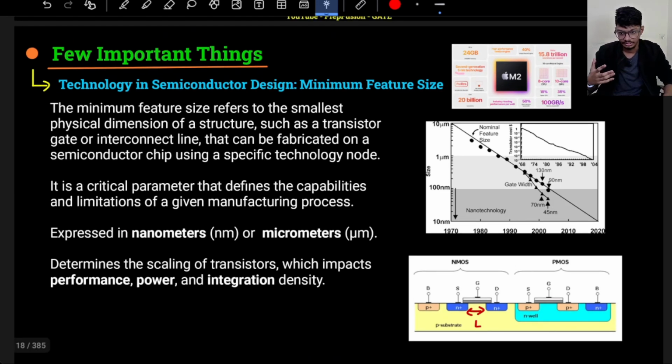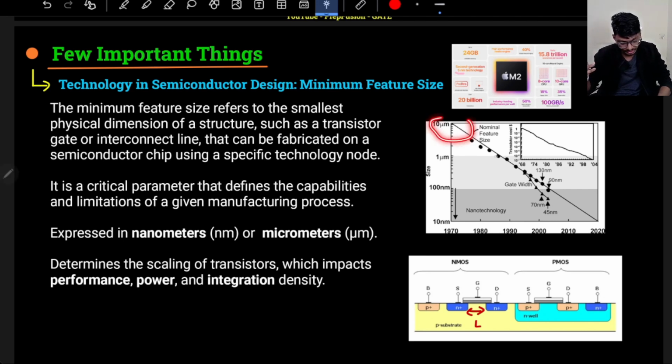Sorry for the interruption. As I was saying, this is what our length is. This determines the scaling of transistors, which in turn defines the performance, power and integration density. The lower the channel length is, the more transistors I can fit in the same area. So I will have more transistors, more processing power. Obviously we want to lower the length, but there is a limitation to it. We cannot reduce the length infinitely, but we are progressing.